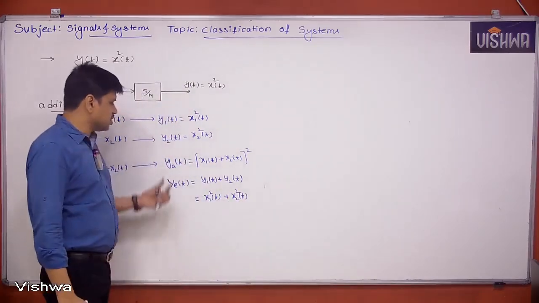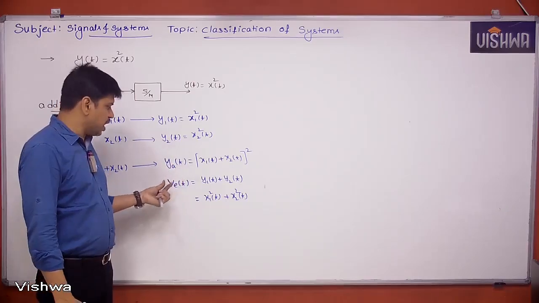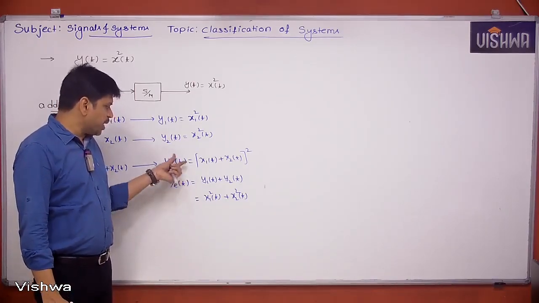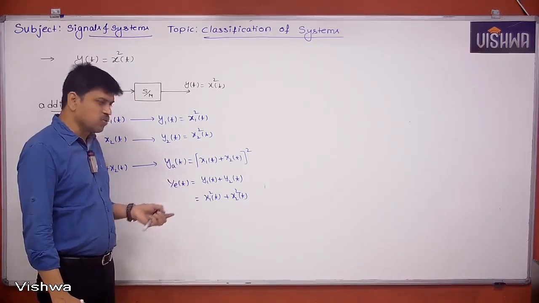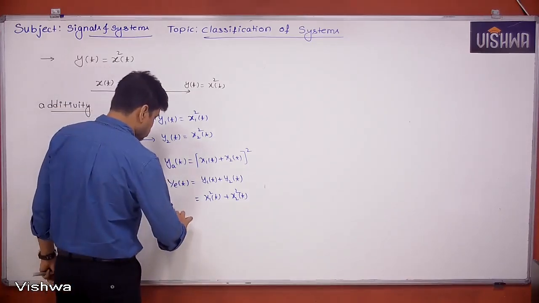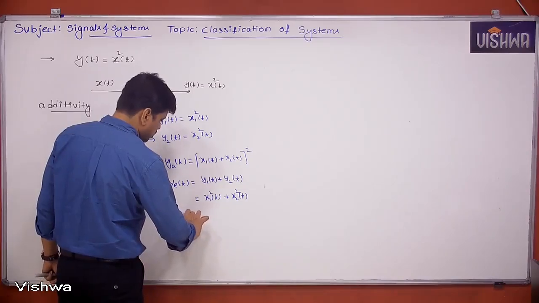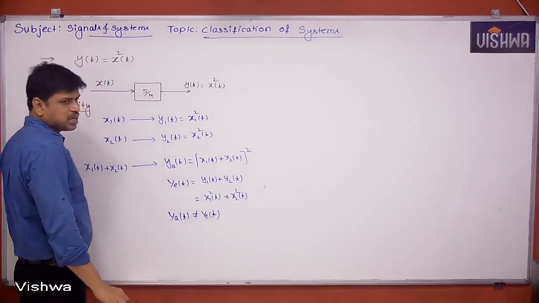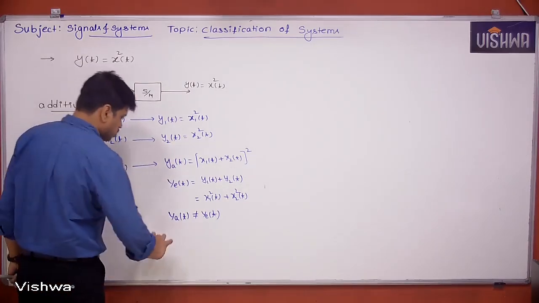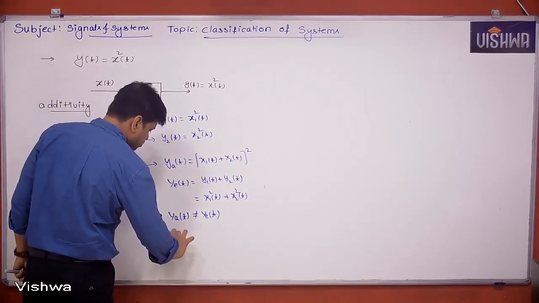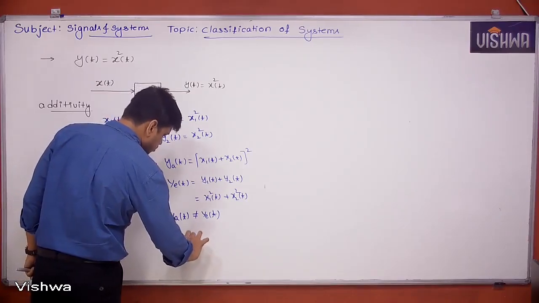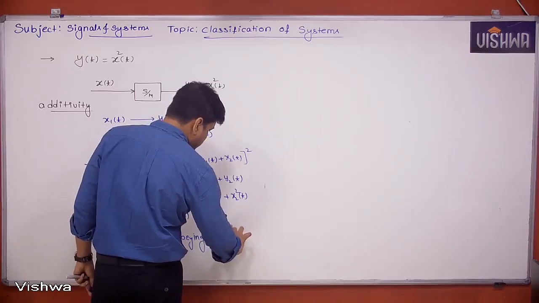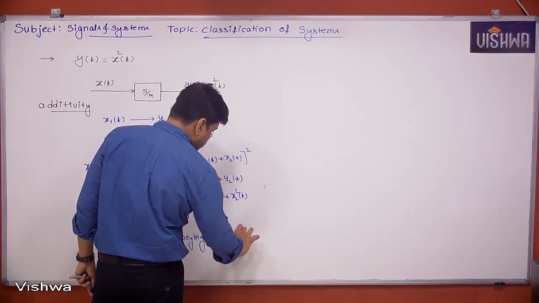If you observe carefully, this is the actual output which is given by the system, and this is the expected output if the system is obeying the additivity principle. So by comparing them, the actual output is not equal to the expected output. So from this I can say the system is not obeying the additivity principle. So directly I can say from this the system is non-linear.